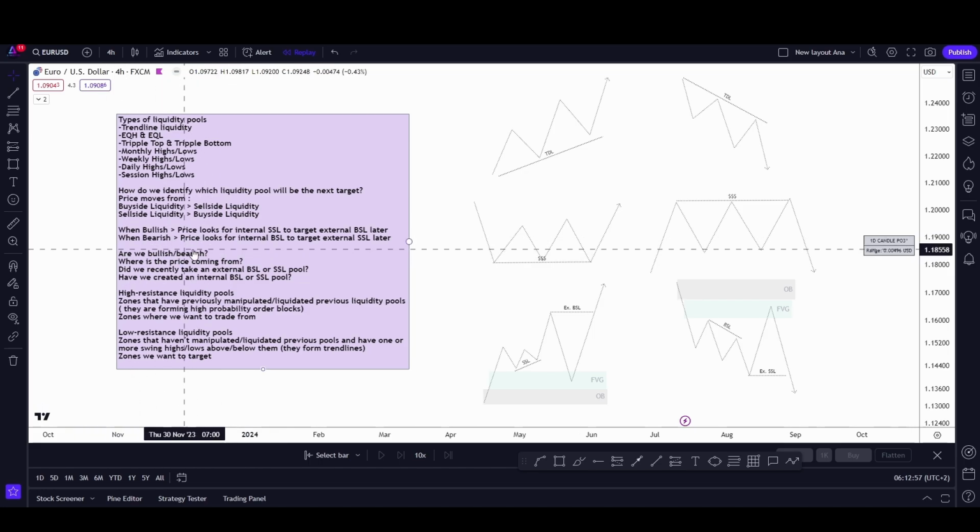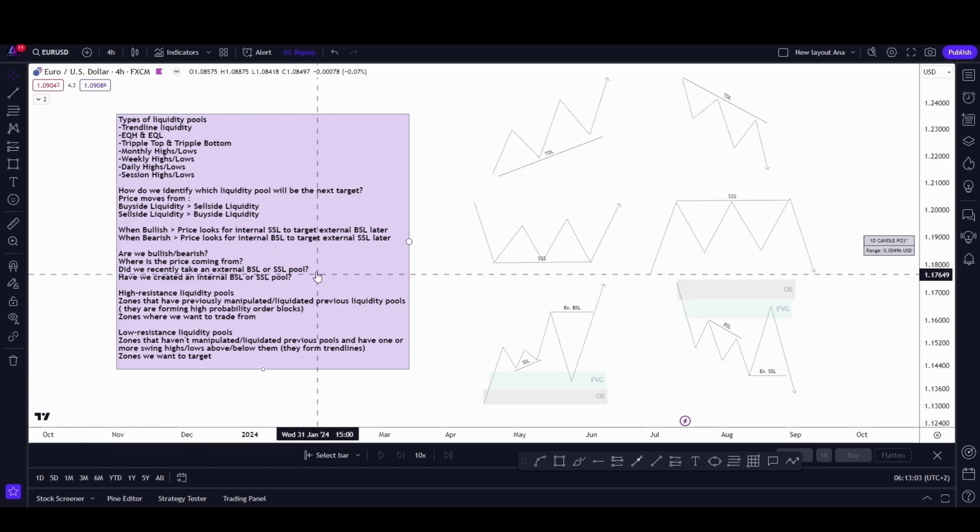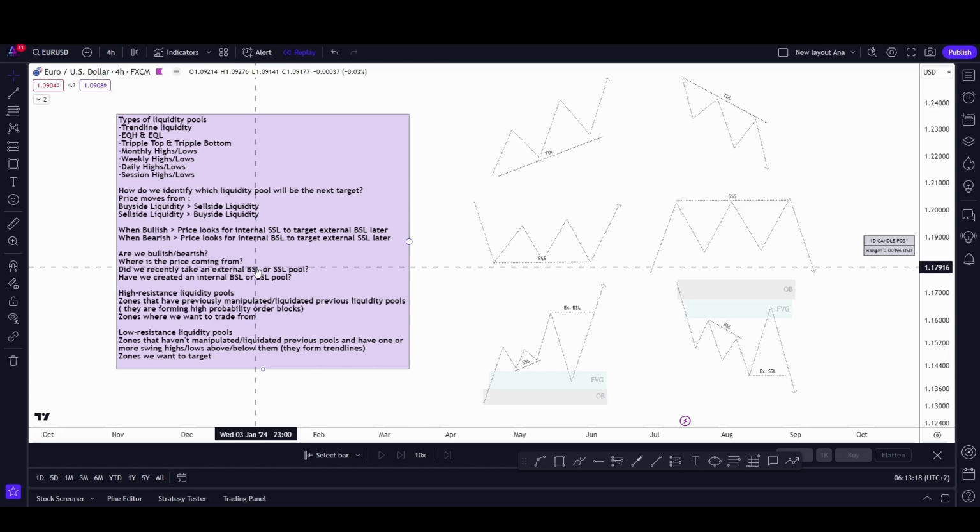Once I know if we're bullish or bearish, I ask myself, where is the price coming from? Did we take recently an external buy-side liquidity pool or did we take a sell-side liquidity pool? And once I know the answer to this question, I know what will be the next target. So if we have taken buy-side liquidity, we will be targeting sell-side, and if we have taken sell-side, we will be targeting buy-side.